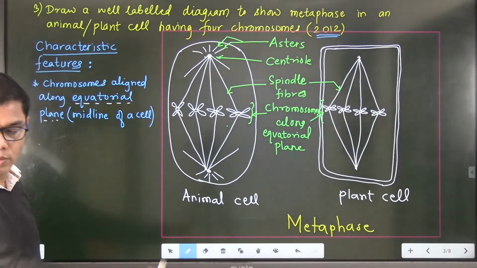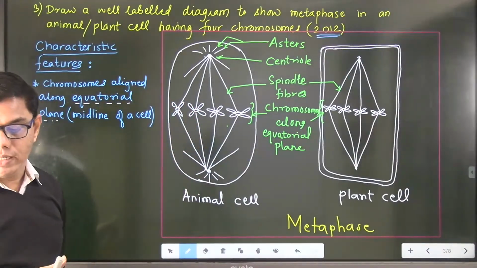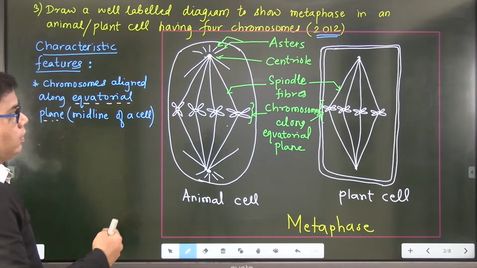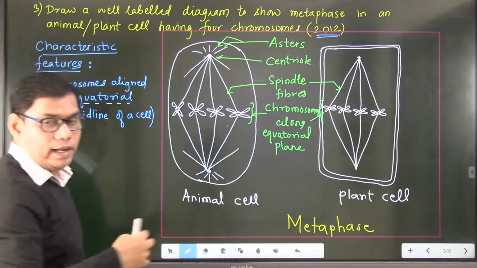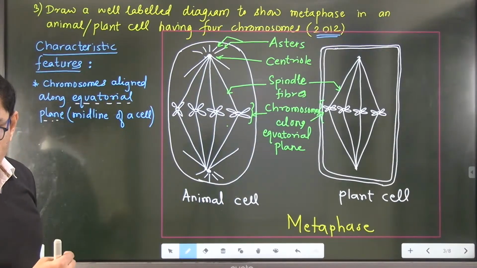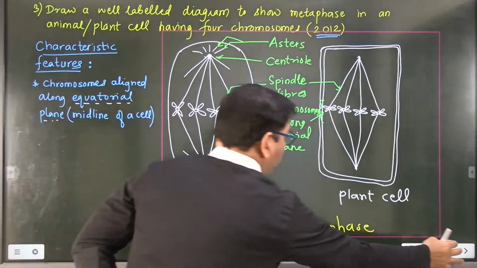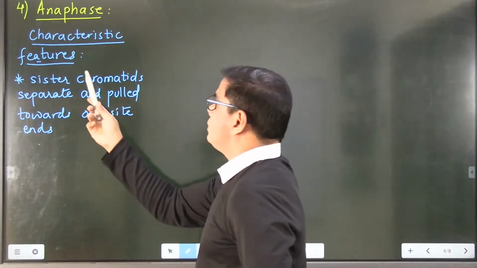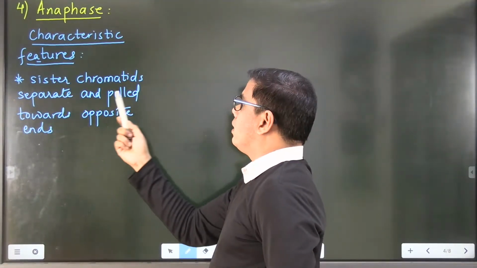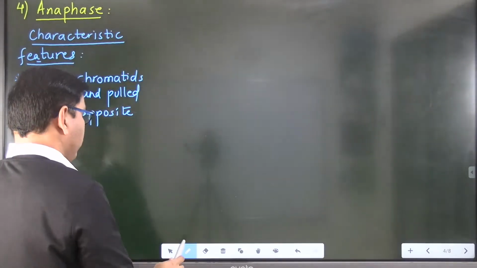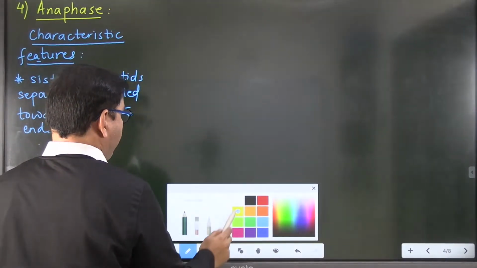Can we continue? Can we move on to next diagram? That is fourth one, next phase. They may give you this diagram and they will ask you draw diagram following this one. Okay, let's move on to next wala, that is anaphase. Characteristics feature is sister chromatids separate and are pulled towards the opposite end. Okay, come on, let's start drawing this diagram.